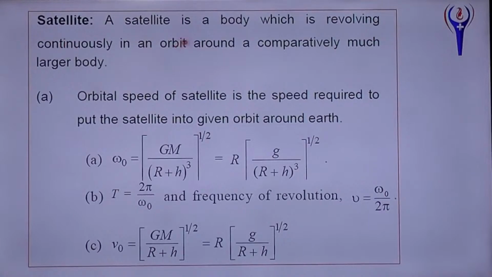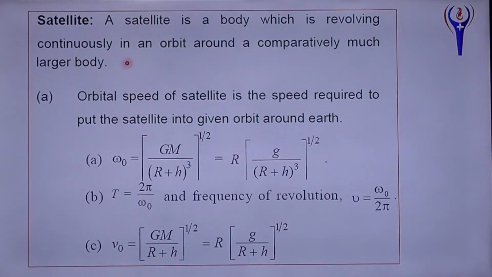Satellite. A satellite is a body which is revolving continuously in an orbit around a comparatively much larger body. What is the name of the natural satellite for the Earth? Artificial satellite? Any artificial satellite name you say? INSAT 1A, 1B, a lot of satellites they launch, no. These are all artificial satellites launched by rocket. Natural satellite I am asking. Natural satellite. Moon is a natural satellite.